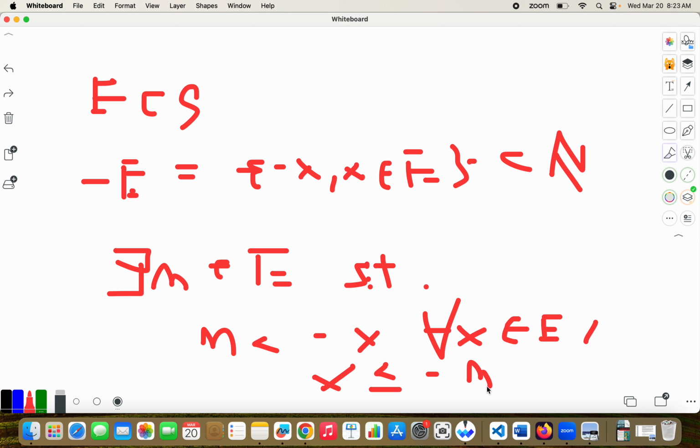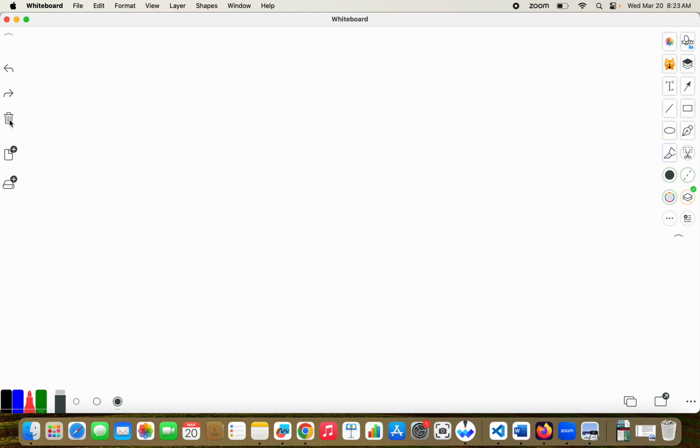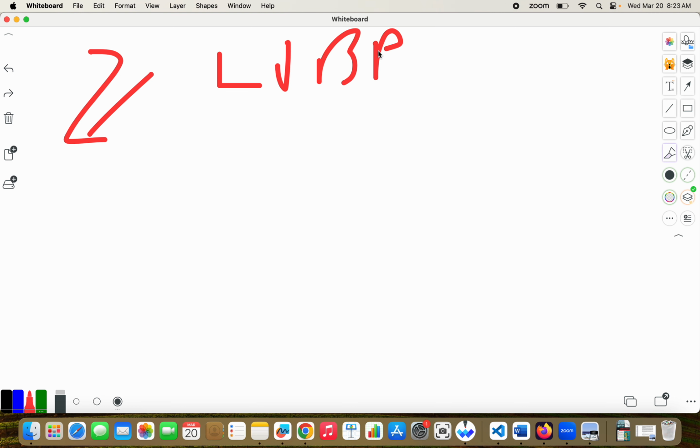So, basically what we were just trying to do here is that if M, so negative M is the supremum of E, wait, yeah, negative E? Well, Z has the least upper bound property, LUBP.